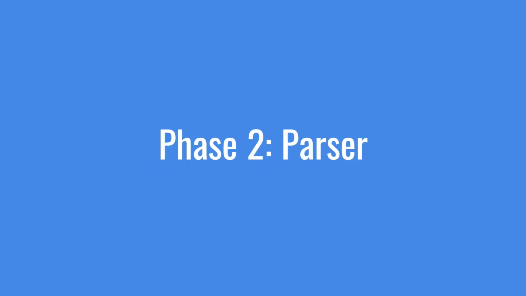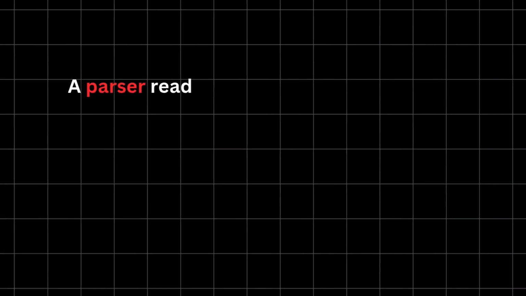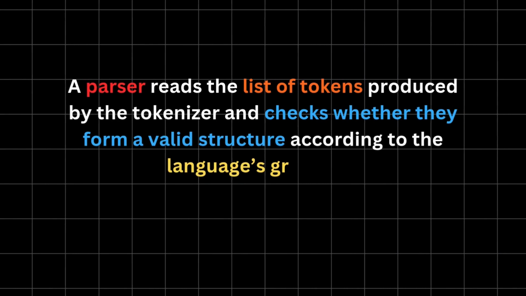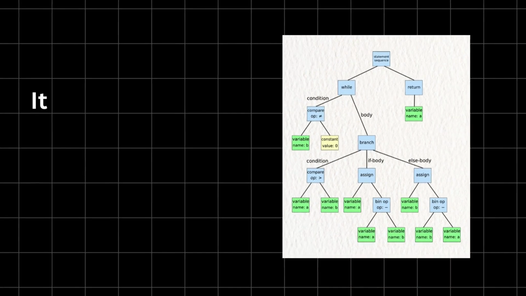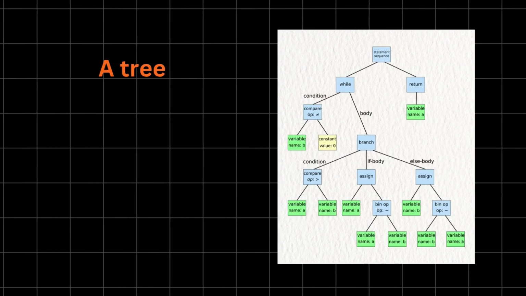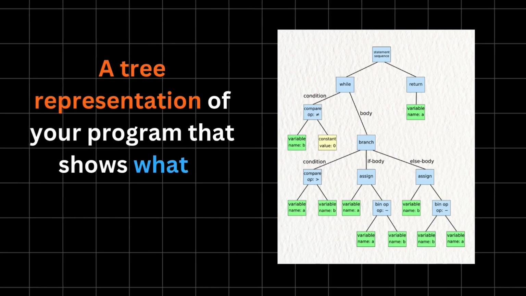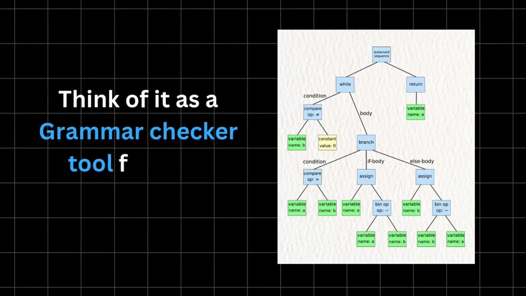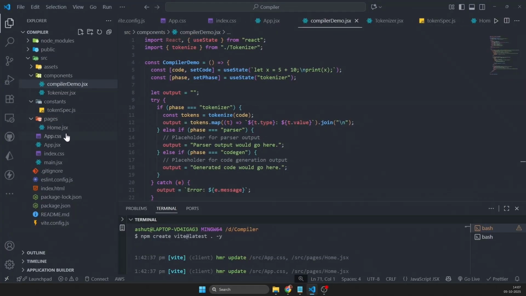Before we start building the parser, let's quickly understand what a parser actually is. A parser reads the list of tokens produced by the tokenizer and checks whether they form a valid structure according to the language's grammar. It builds something called an abstract syntax tree, or AST, a tree representation of your program that shows what's happening and in what order. Think of it as a grammar checker tool for your compiler. We will learn more about the parser in the upcoming video, but first let's start with the basics.